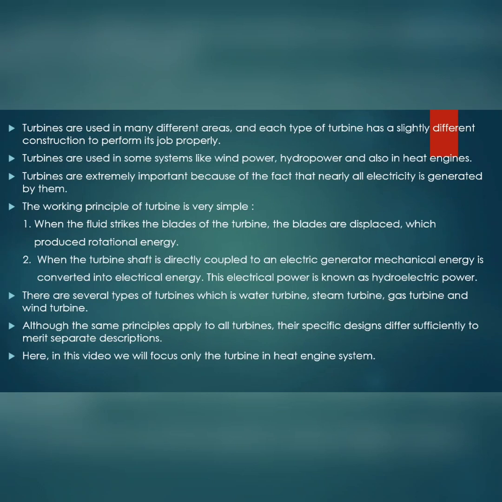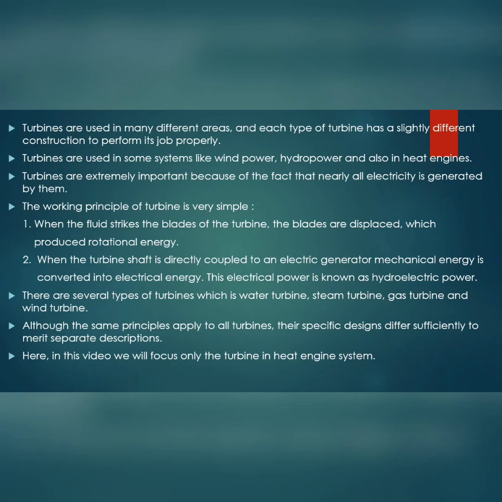Hydroelectricity is one of the applications of hydropower to generate electricity. It is the primary use of hydropower today. Heat engines are commonly used in airplanes. We can see turbines are extremely important because nearly all electricity is generated by them.